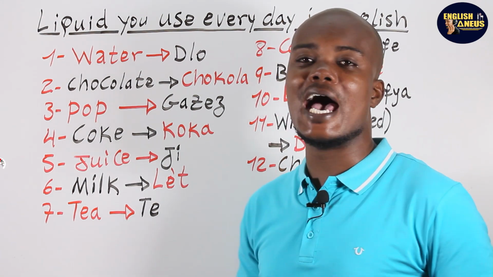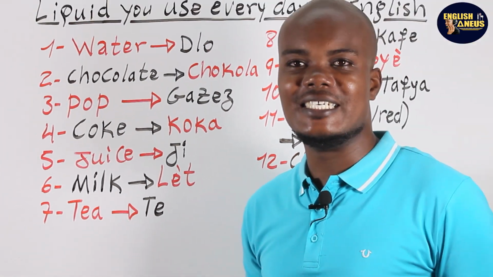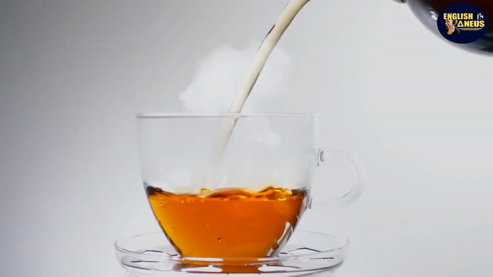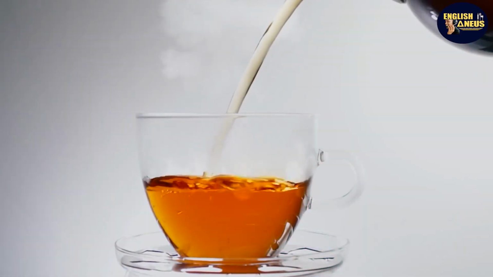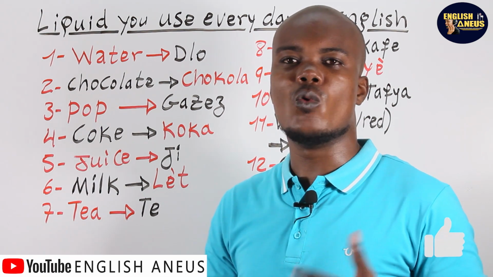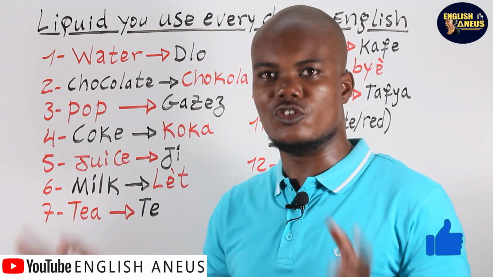And after that, we have tea. Tea is a drink made by infusing dried leaves in hot water, or when you put dried leaves in water and you boil it.